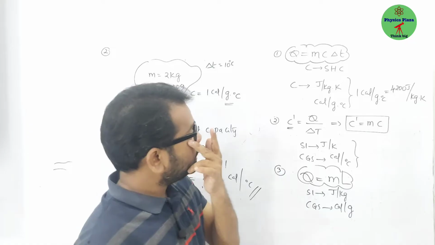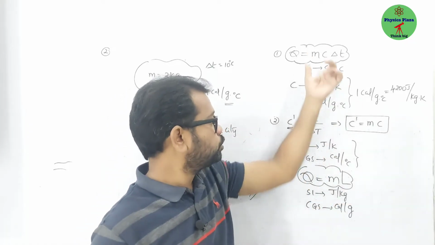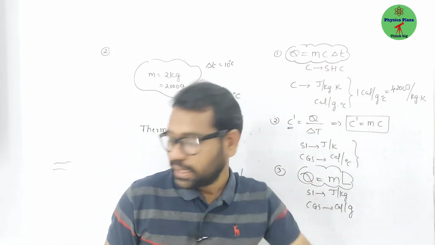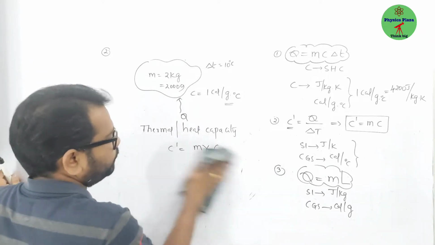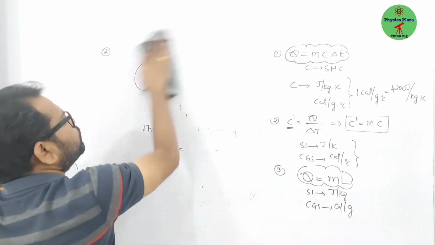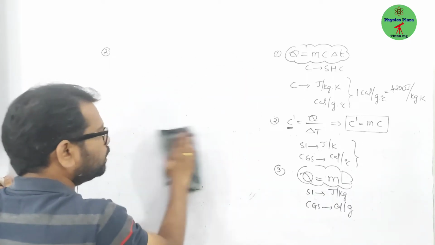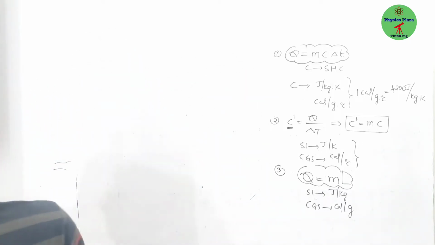Now let us try to take one numerical where we can use these two formulas together. Okay, in a single numerical, we'll try to use this. Is this copied, children? Okay, fine. Now we are going to take one numerical so that you get an idea how to use both formulas together.